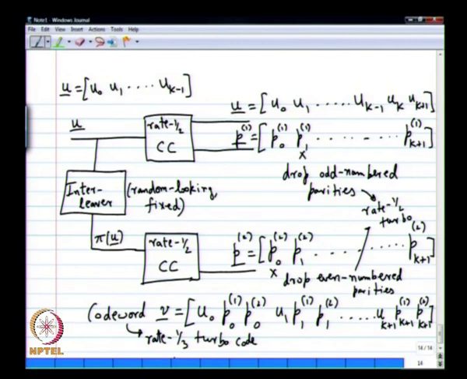Okay. So how could you probably justify this construction? What is the motivation behind doing this interleaving and concatenation? Any ideas?